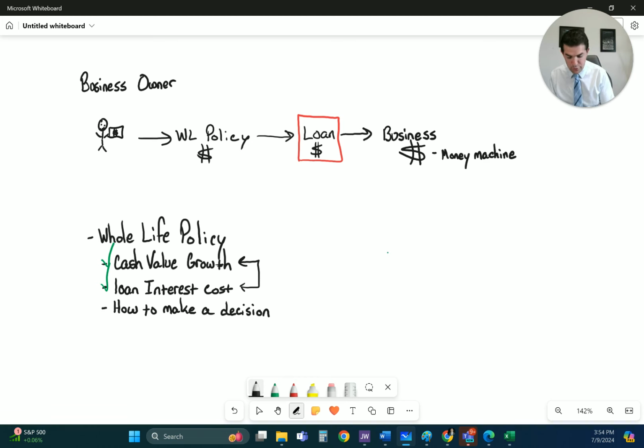How I like to look at it personally is the cash value growth shows what I get from the insurance company, and then the loan interest cost shows what I give to the insurance company. And simply put, I just want to make sure that I'm not giving them more than what I'm getting from them in terms of the cash value growth and the interest cost. And then when I look at those two, I'll show you how you can make a decision based on the numbers. It'll be very, very clear when we put everything together.